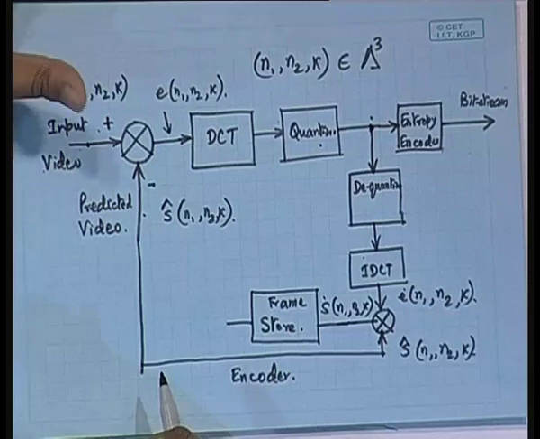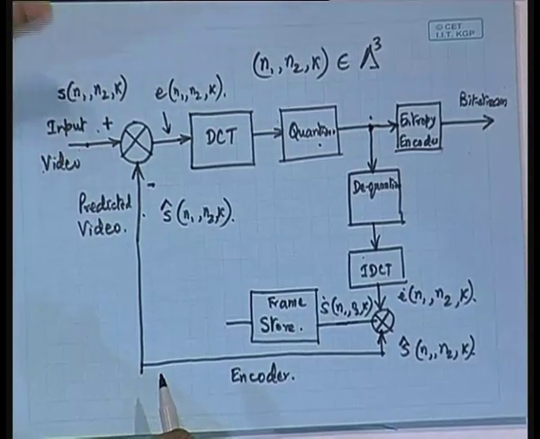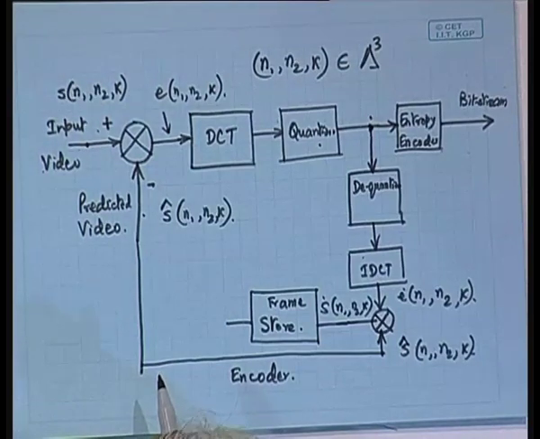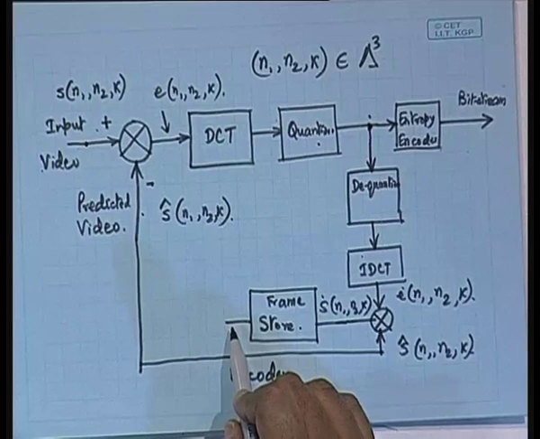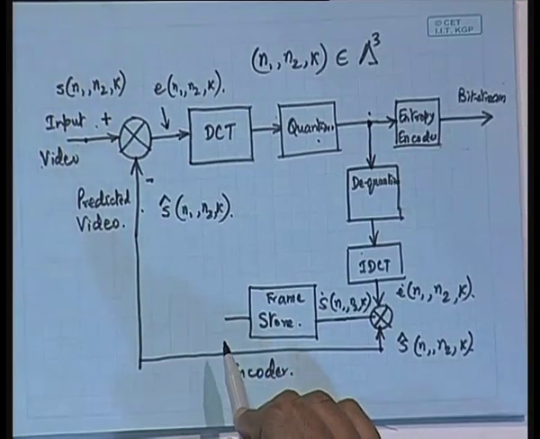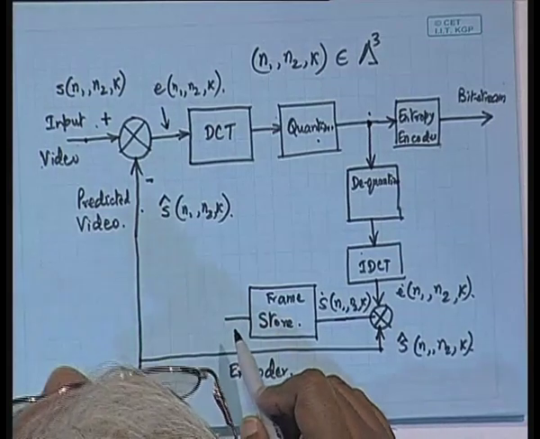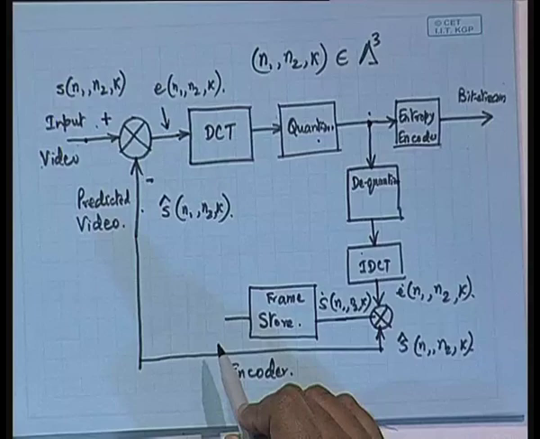Now, you have S(n1, n2, k), the incoming video, and then you have S(n1, n2, k minus 1), the past frame. You compare the present frame with the past frame, and using that, what can you get? You can find out that there will be some regions where there is no change in the intensity, and some regions where there is some change in the intensity because of the movements.